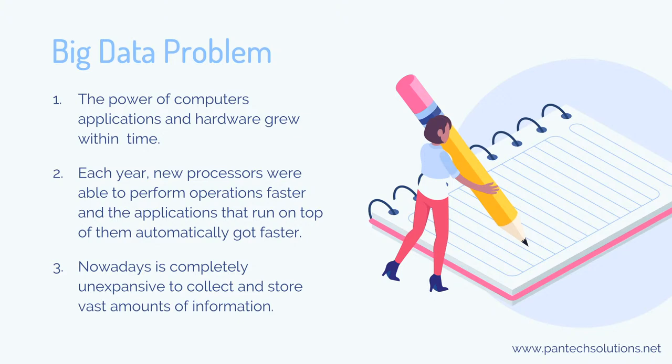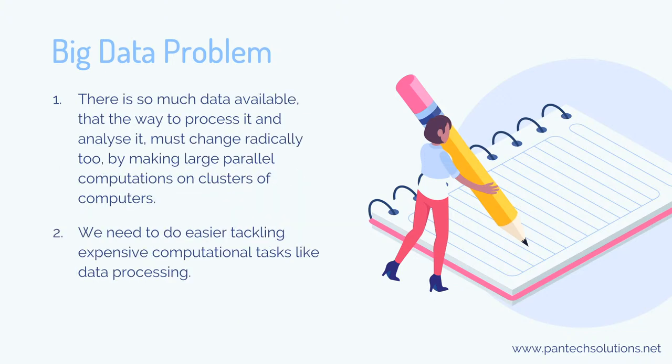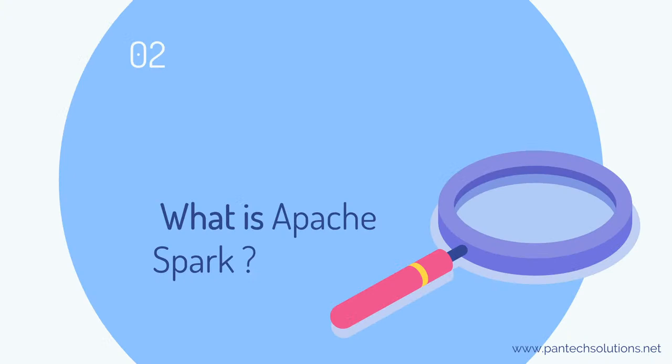Okay, so each new processor is able to perform operations faster, and for applications to run faster we need efficient software. So using that software only we need to do those processes. That's why we are using Apache Spark. Apache Spark is one of the applications used to manipulate all the data.